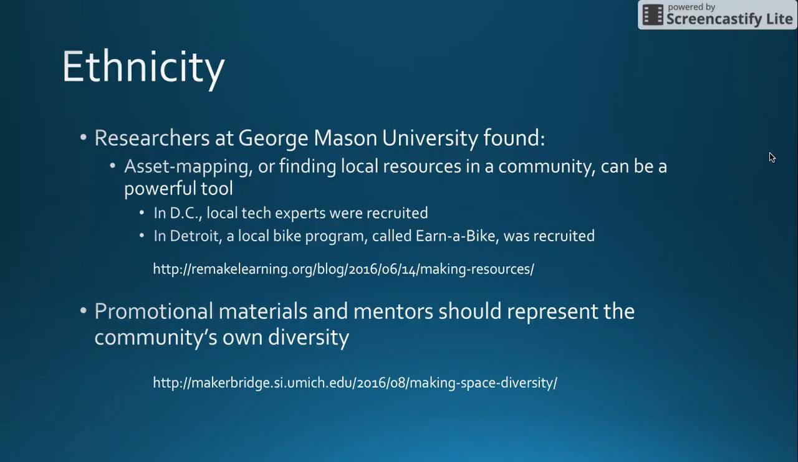Other studies have found that promotional materials and mentors should represent the community's own diversity. So try to bring in as many people from the community as possible.